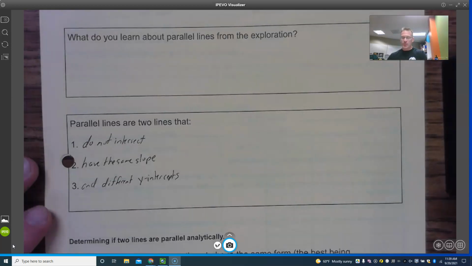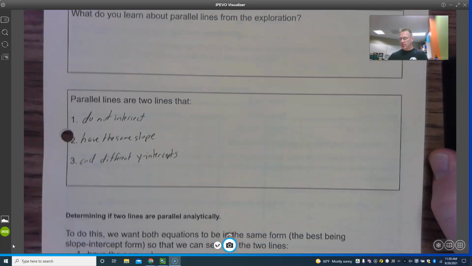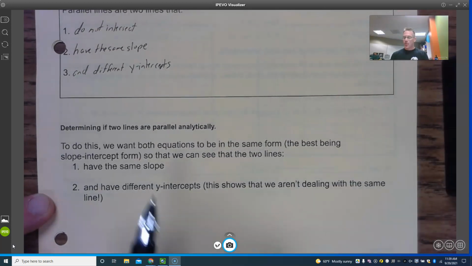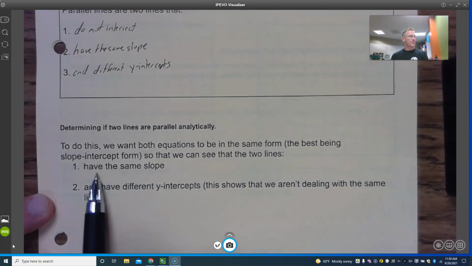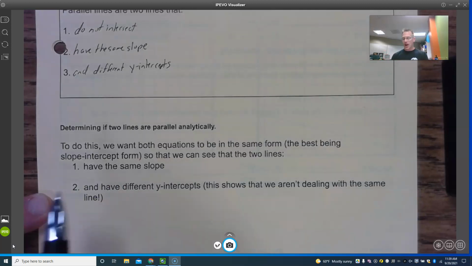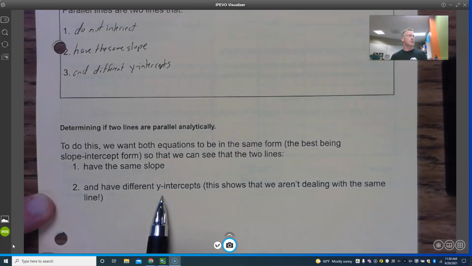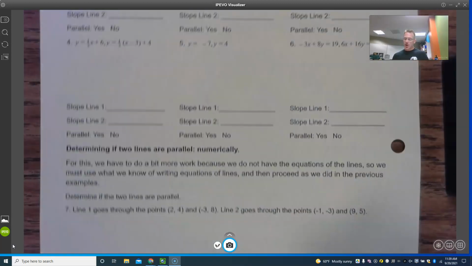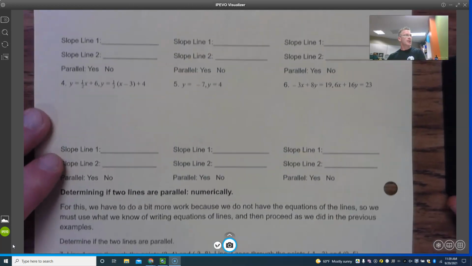So when we talk about determining if two lines are parallel analytically, so that's in the coordinate grid, we're going to verify that they have the same slope. If they do, then we're going to go to step 2. If they don't have the same slope, we can say, no, they're not parallel. We're done. We don't even have to worry about step 2, which is that we have to show that they have two different y-intercepts. So let's flip over here, and let's just look at number 1.